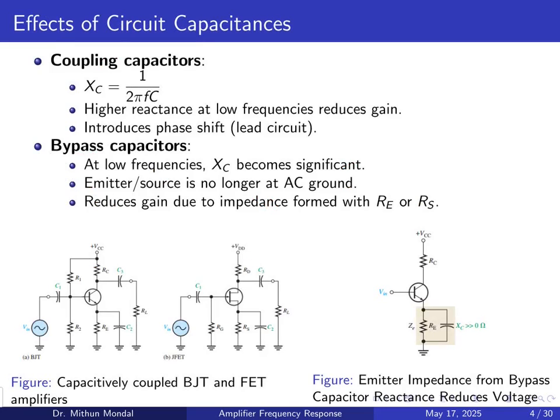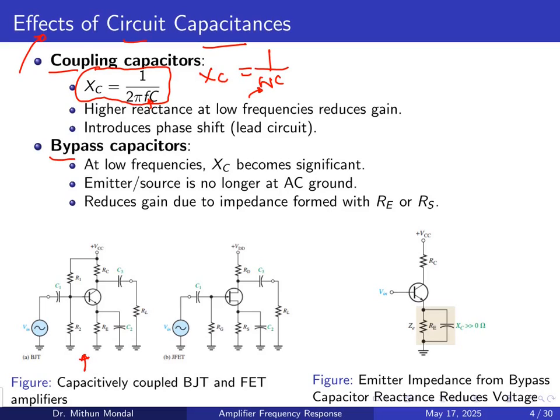So first we see how the capacitance in the circuit plays an important role in affecting the frequency response. We know that the capacitive reactance is given by 1 by omega C, where omega is 2 pi f, and we say that Xc is equal to 1 by 2 pi fC. So omega is the frequency in radian per second and f is the frequency in hertz. Now two important capacitors that we have in the amplifier are the coupling capacitor and the bypass capacitor. So here we can see the circuit.